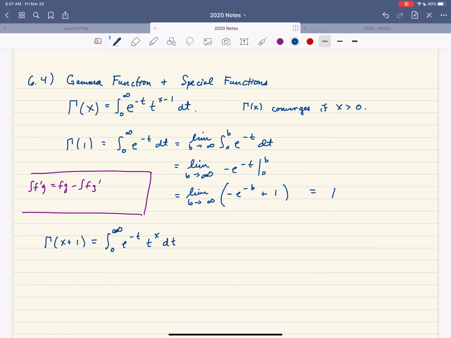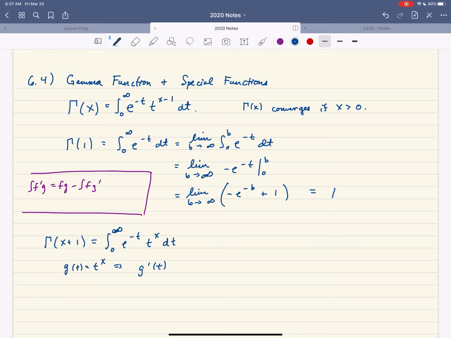And I want to differentiate t to the x, because that'll make this a little bit easier to deal with. So I'm going to let our g be t to the x. Remember that this is g of t. This is a function of t. X is some fixed value like 5. So it's like integrating t to the 5.